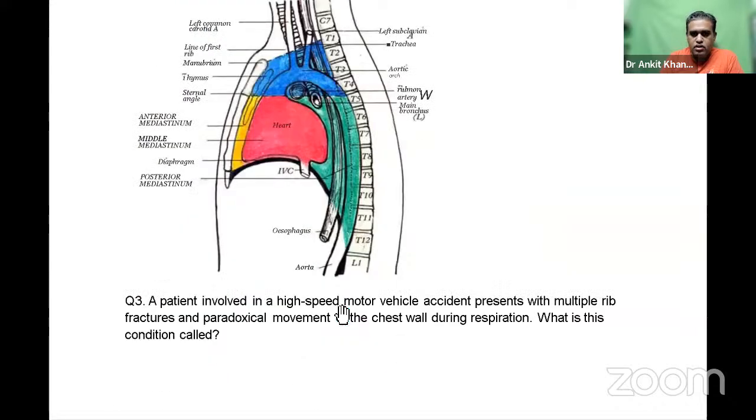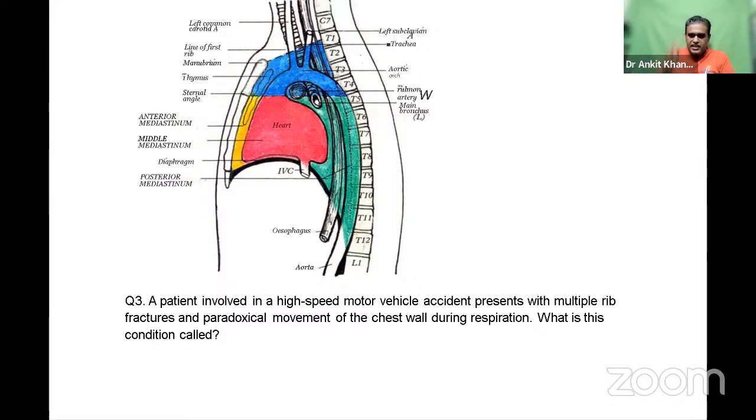A patient involved in a high-speed motor vehicle accident presents with multiple rib fractures and paradoxical movement of the chest wall during respiration. Again, when the word paradoxical movement comes, it means that during inhalation, our rib cage is expanded because air is coming, right? So rib cage expands both in AP diameter as well as transverse diameter. And the paradoxical movement means that during inspiration, the rib cage is going inside, and during expiration, it is coming outside. That is paradoxical, same as we discussed in case of diaphragm.